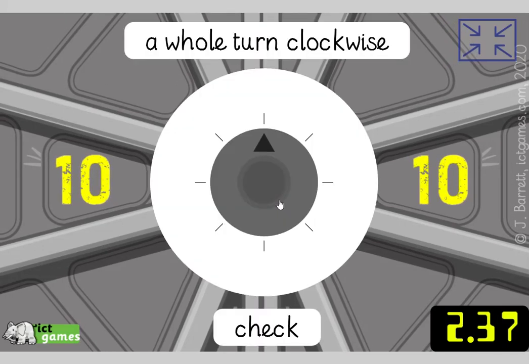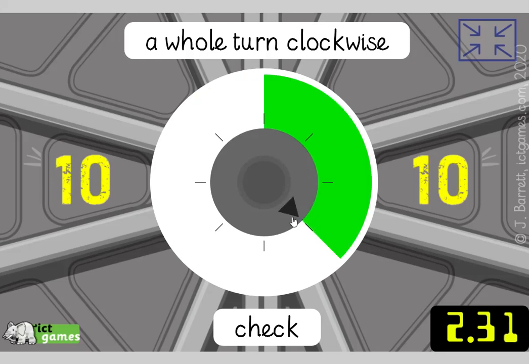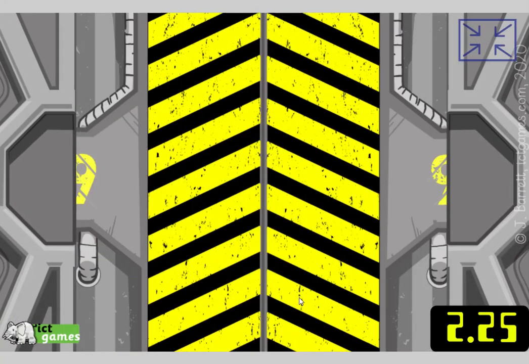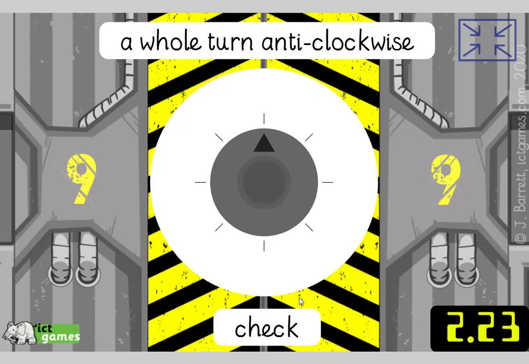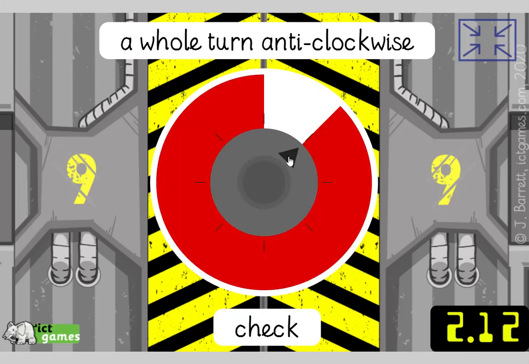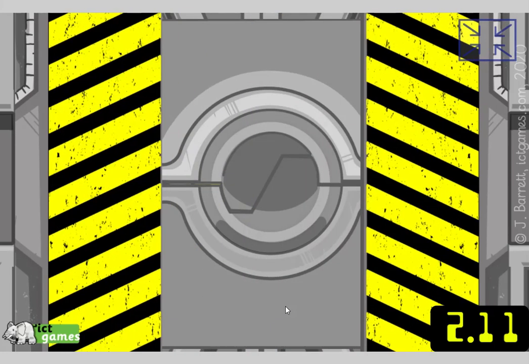A whole turn clockwise. Which way is clockwise? This way. And a whole turn is all the way around. Let's check. A whole turn anti-clockwise. Which way? Show me that one. Yeah, anti-clockwise is this way, and it's all the way around a whole turn.